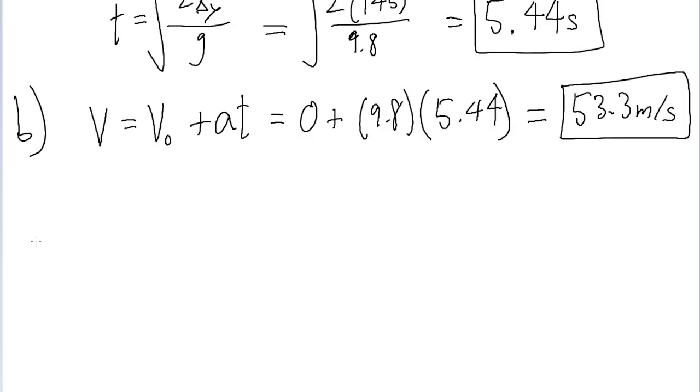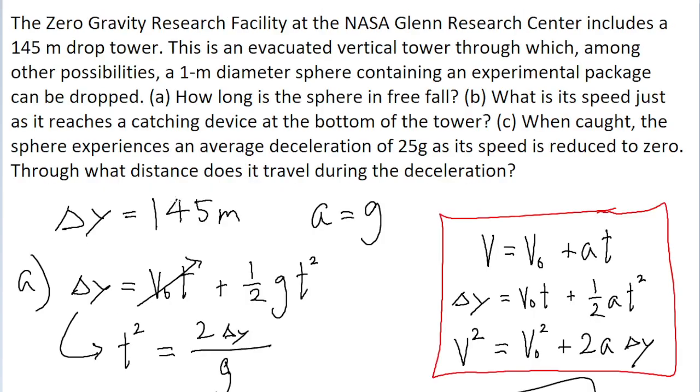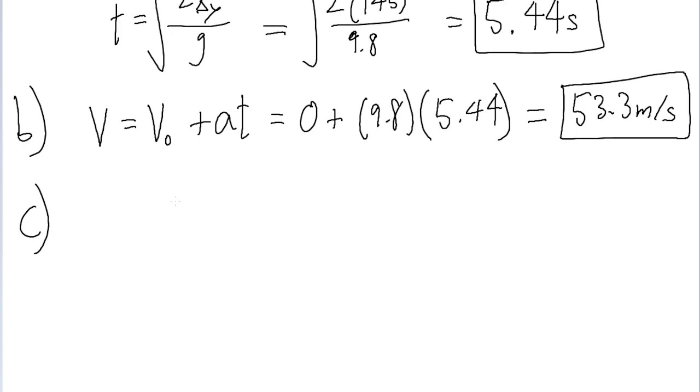Now the final part of the problem, part C, describes what happens to the sphere just after it hits the bottom. It is caught by some kind of catching device that moves the ball through some distance as it is decelerated to a final speed of 0. We're asked to find what that distance is if the acceleration of that deceleration is 25 g's.